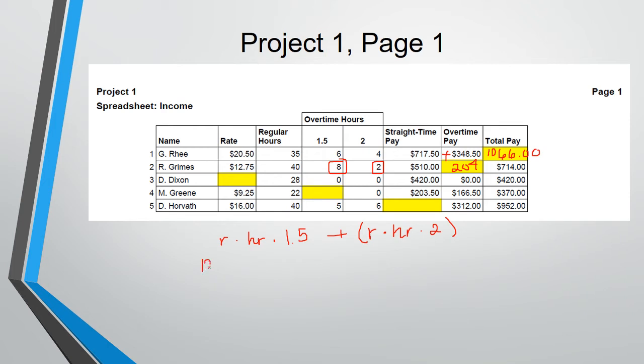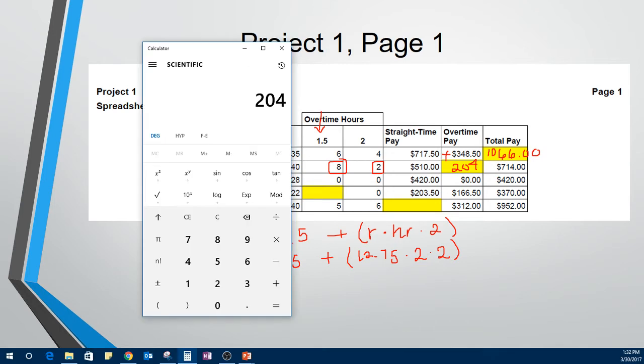So the rate is 12.75. The number of hours for 1.5, getting paid 1.5 just means getting paid 1.5 times your regular rate, is 8 hours. So we're going to multiply 12.75 times 8 times 1.5. And then the second one will be the same thing: the regular rate of 12.75 times the 2 hours of double pay, we only worked 2 hours, so we're going to plug it in there. Alright, take out your calculator.